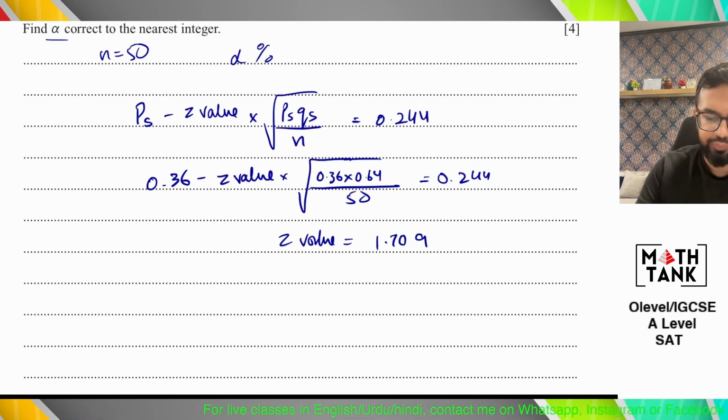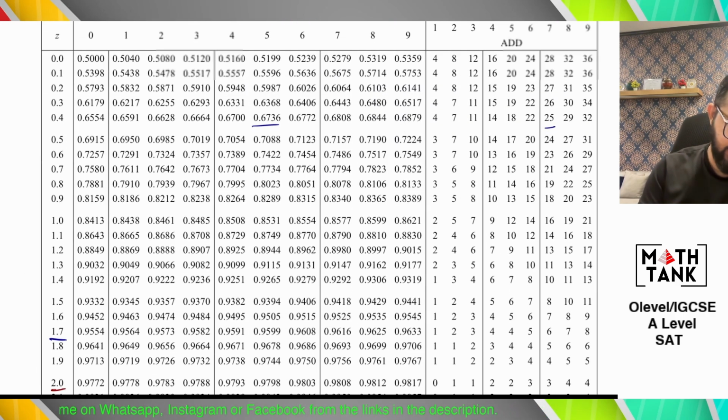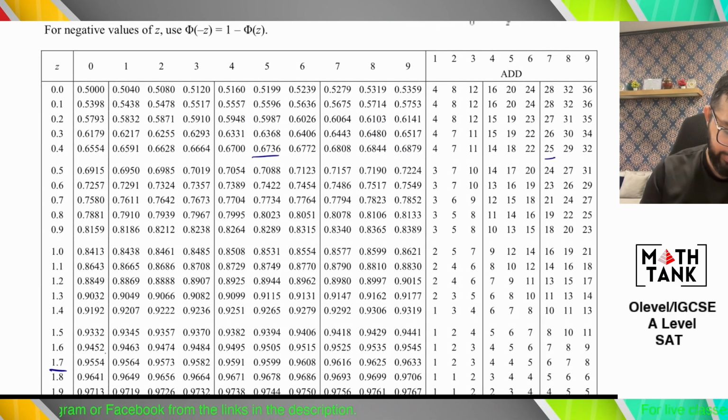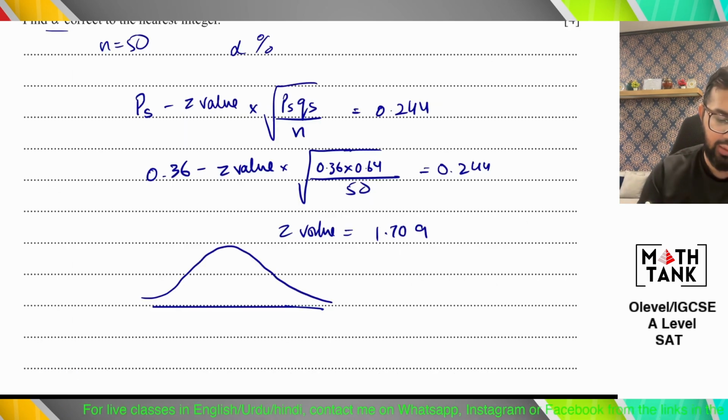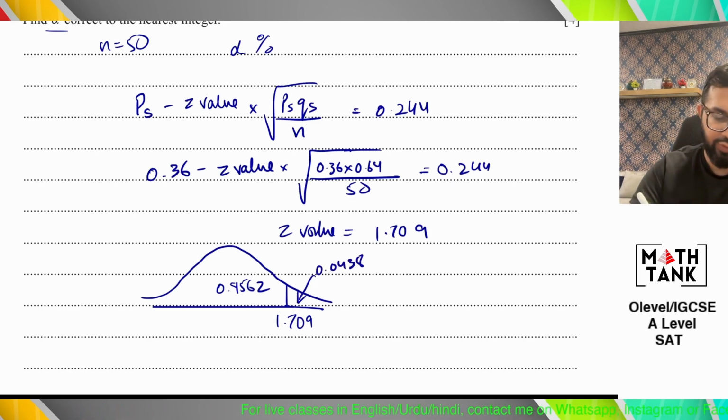Now, when I have Z value as 1.709, what I can then say is that I can calculate the confidence interval. 1.709 translates to how much percent? Let's look at that. 1.70 and 8 at the end. 0.9562. That means that what am I left with at the other end is 0.0438. So that 0.0438 should also be here.